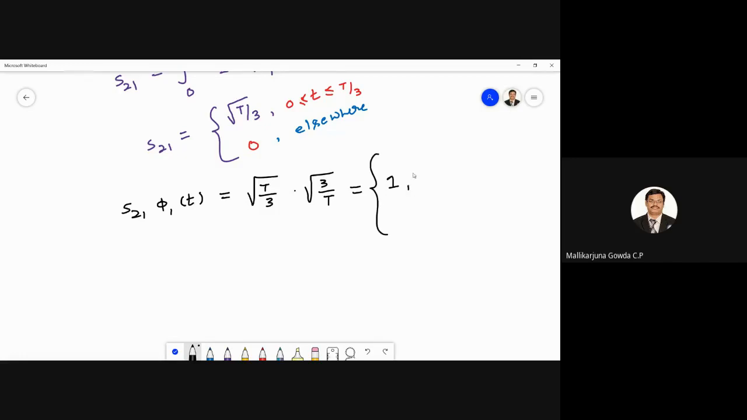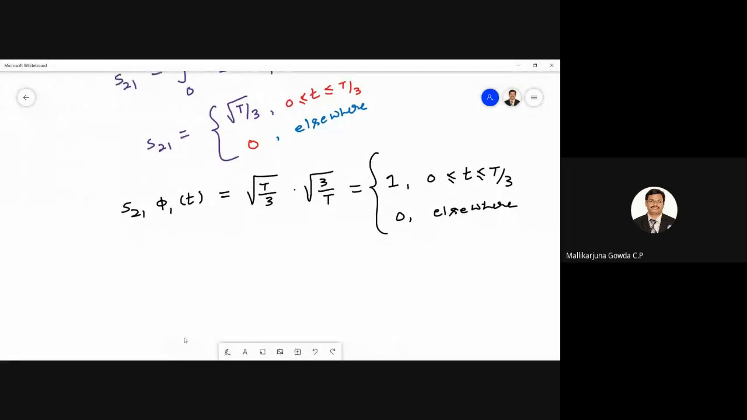I will write here only. Over what interval? Over 0 to T by 3, and it will be 0 elsewhere. So I found what is S21 pi 1 of t, and I know what is S2 of t. So now can I find G2 of t? Is it possible to find G2 of t? I said G2 of t is equal to S2 of t minus S21 pi 1 of t, right?